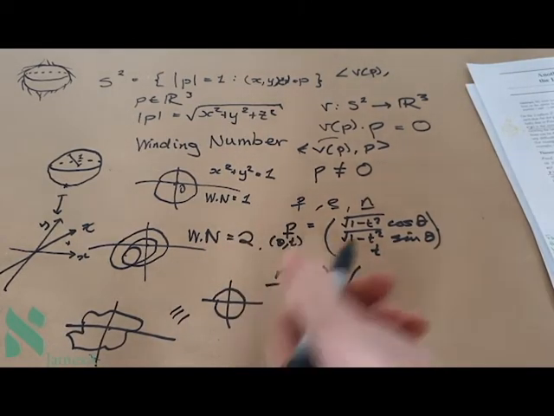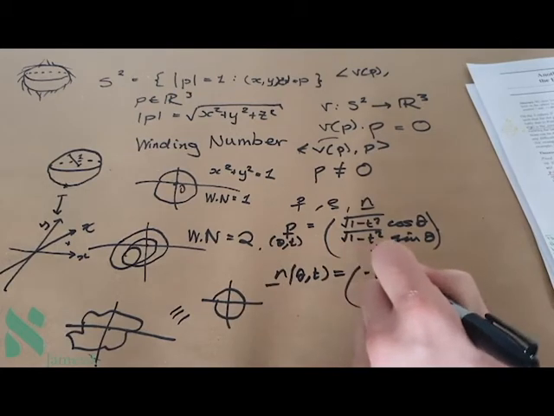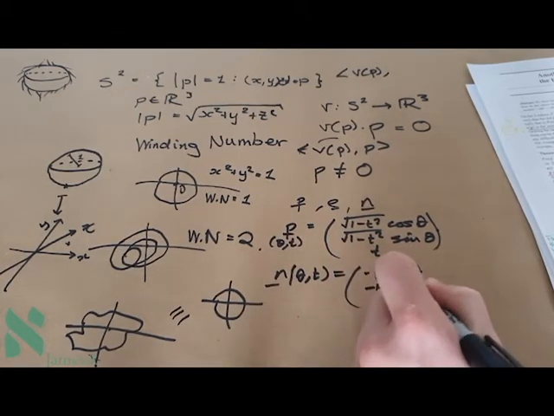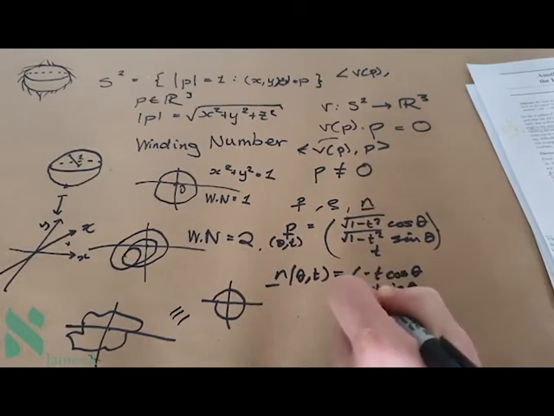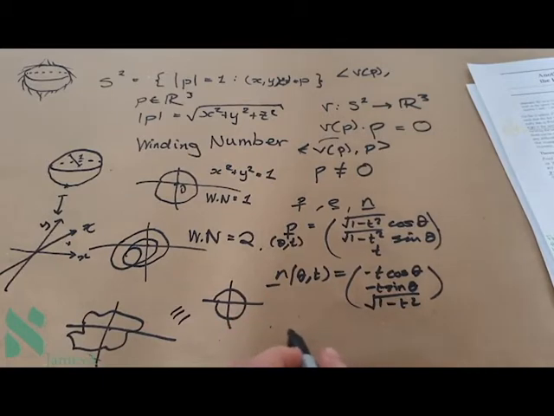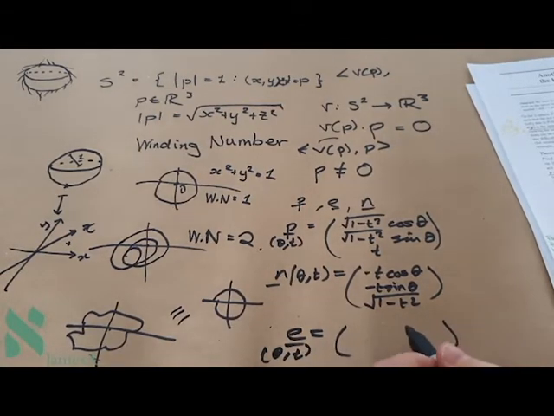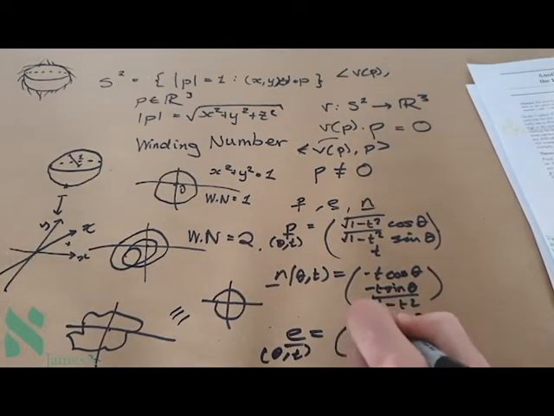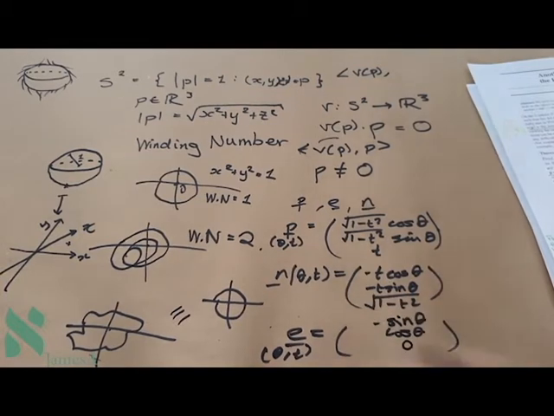N, or north, will be (-t cos theta, -t sin theta, sqrt(1 - t^2)). And finally, E, we've got in our space. We're doing it a bit dicey. E, again (theta, t), is going to be (-sin theta, cos theta, 0).